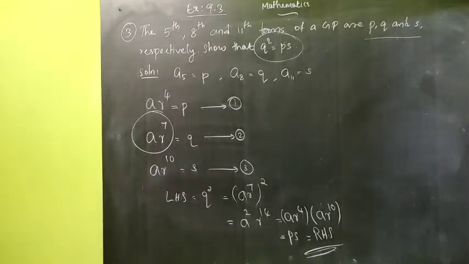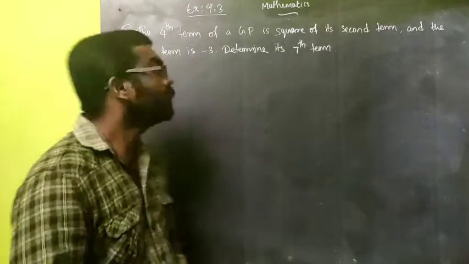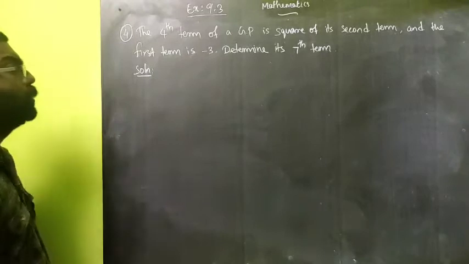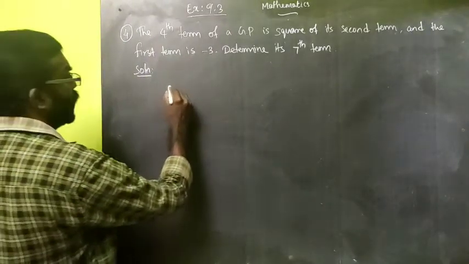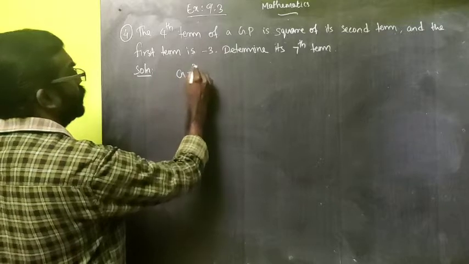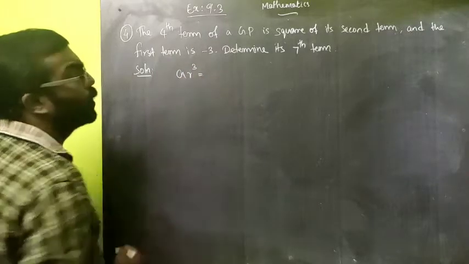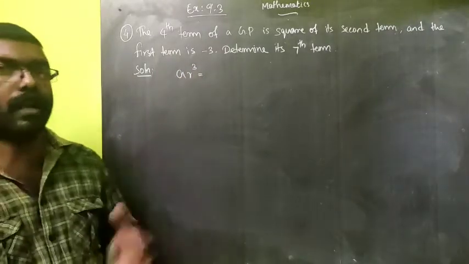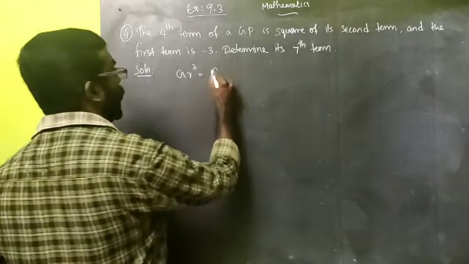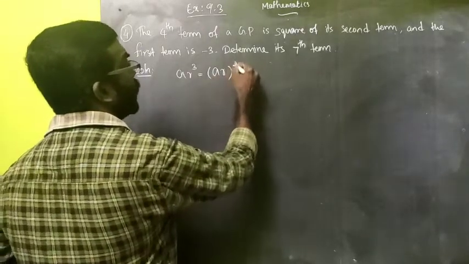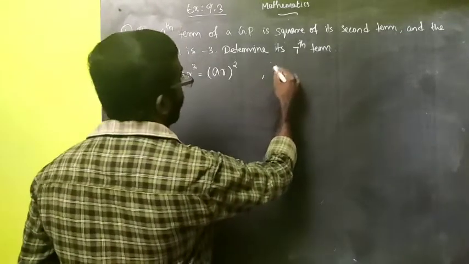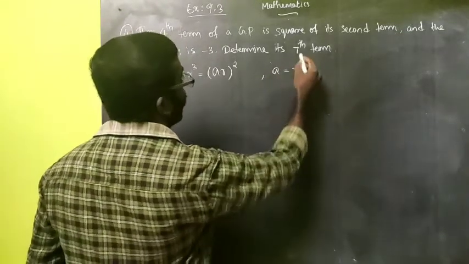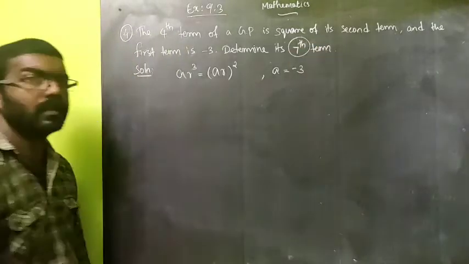Okay. Here the next one is, the fourth term of a GP is square of its second term. So the fourth term we can write a r cube, which is equal to square of its second term. Second term is a r. Okay. So a r the whole square. It is given. And the first term is minus 3. a is equal to minus 3. We have to find the seventh term.